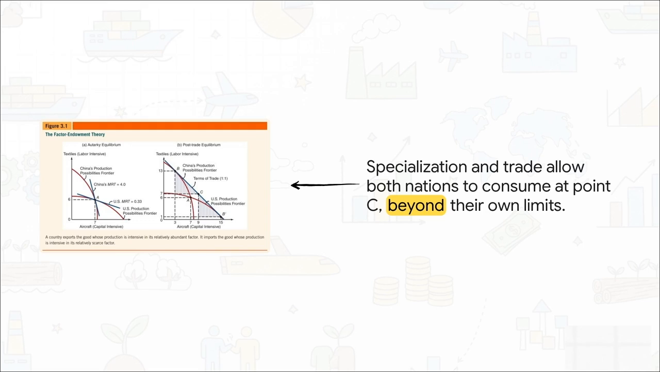This graph here really shows the magic. On the left, before trade, each country is stuck with what it can make on its own. But look at the right side. After they specialize, the US making planes, China making textiles, and then trade with each other, they can both consume way more at that point C. That point is totally out of reach for either of them on their own. That's the payoff. That's the big win from trade.